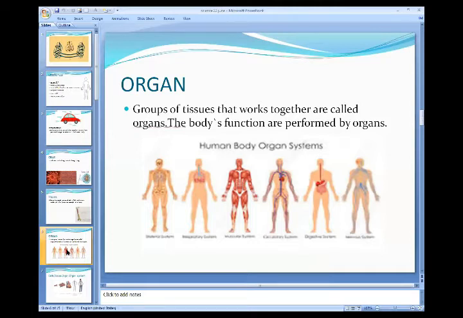Here are the different pictures of the systems. You can see the nervous system is there. Second one, the digestive system is there. The circulatory system and muscular system, breathing system, and the skeletal system you can see on the board on your screen.